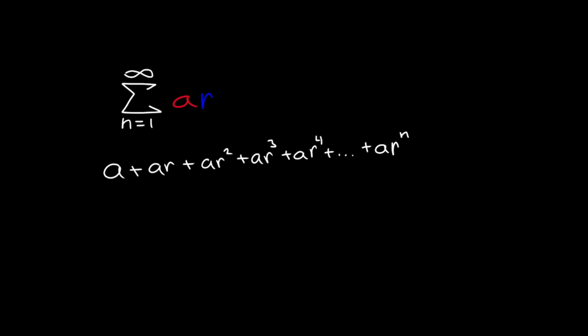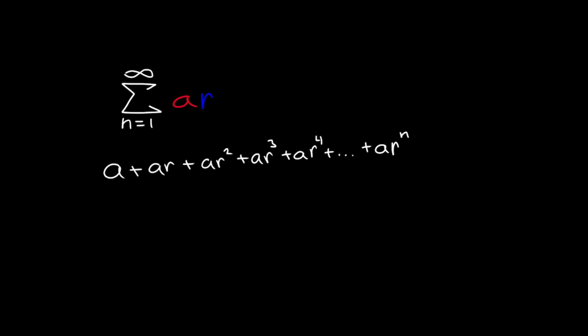Now, how do we find the sum of an infinite series? Well, we could add everything together. We can do A plus A times R plus A times R squared plus A times R cubed, and so on until we reach A times R to the n. But that's impossible, and we're not going to find the sum like that.